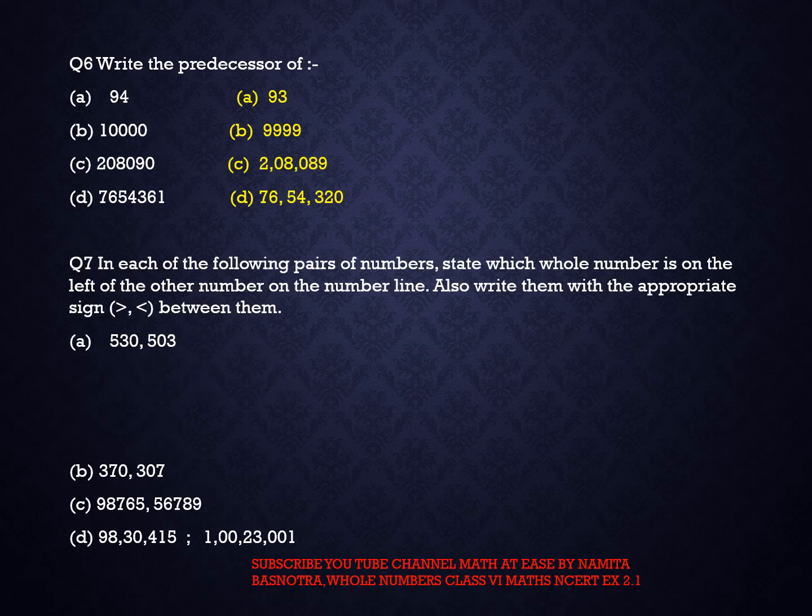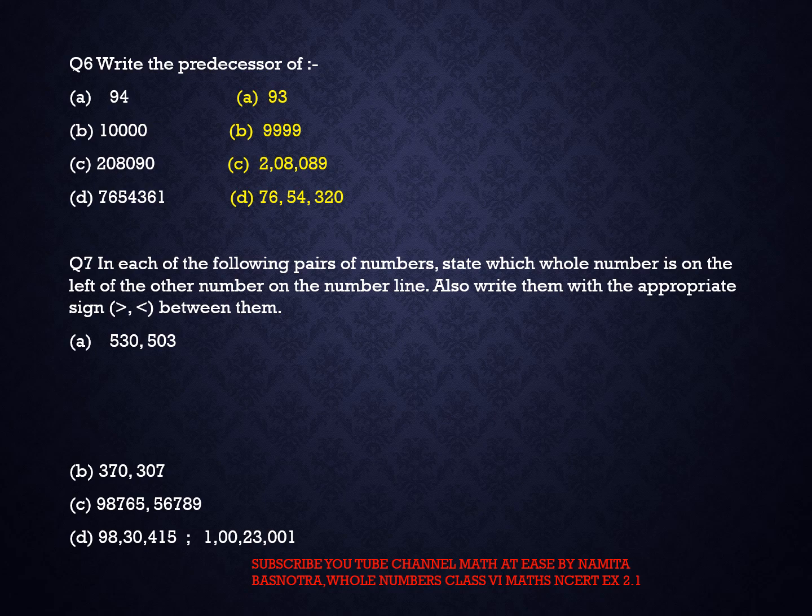Let's do question number 7. Question number 7 says, in each of the following pairs of numbers, state which whole number is on the left of the other number on the number line. So you have to imagine a number line and think that you are plotting these numbers graphically on the number line, and then in the question they want you to place a greater than sign or a less than sign between them.